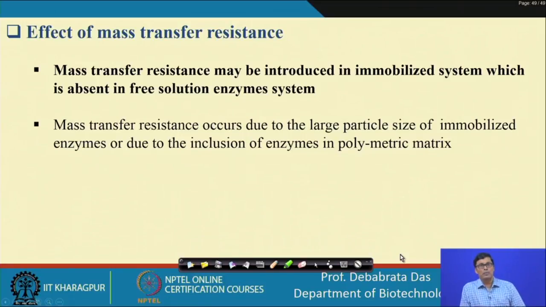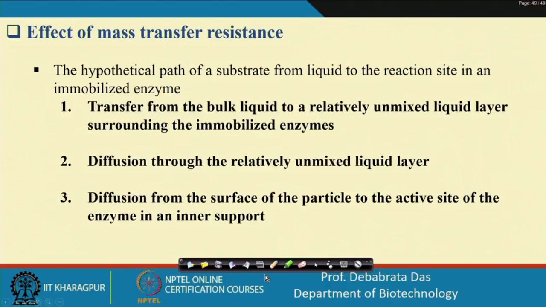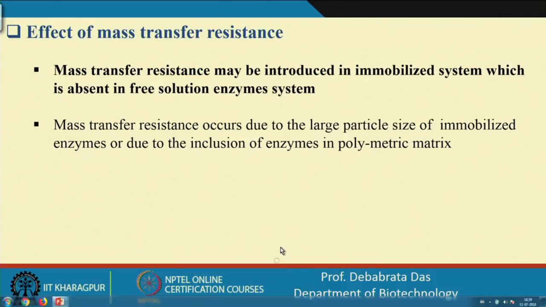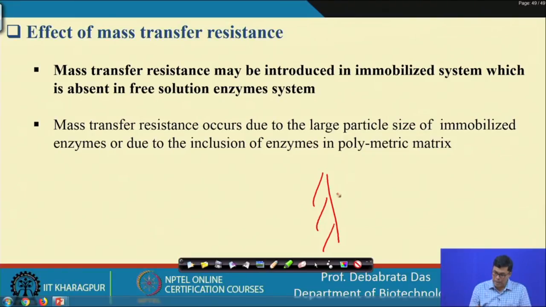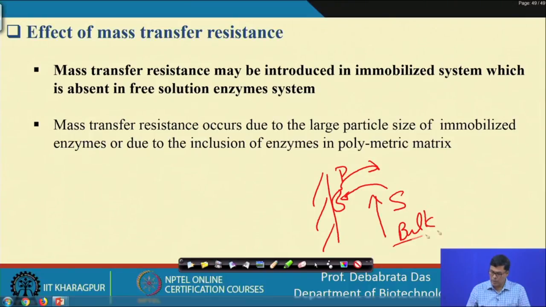Now, the major problem that we face with this immobilized enzyme is mass transfer, because this is the solid matrix. Suppose this is the solid matrix, and your enzymes are here and substrate is here. So, the substrate has to diffuse to the surface of the enzyme, and only then product formation will take place, and the product has to diffuse to the bulk, am I right? So, you know that diffusion is a major problem as far as immobilized enzyme is concerned.